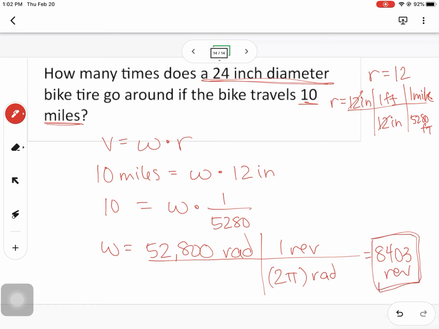There are also other ways to do this problem. I just wanted to show you a way that you could do it using your angular velocity, your linear velocity, and your angular displacement.